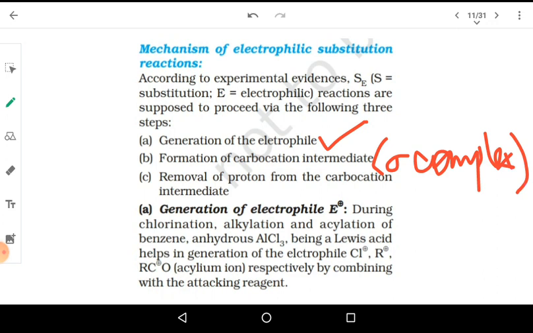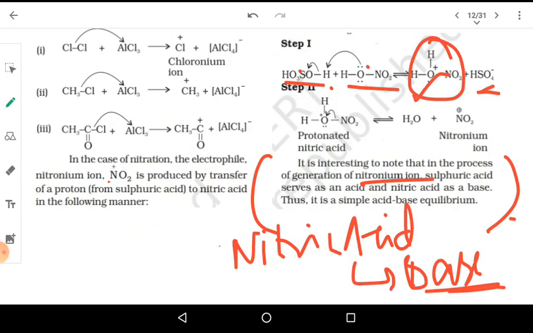And finally, this sigma complex is highly unstable, so it is non-aromatic as well. So if we have to make it stable, we have to convert it into an aromatic form. For that, we have to remove a proton. And finally, the other part will come and join, and it will become a stable molecule. That is the process. So let us take an example. During chlorination, alkylation, and acylation of benzene, anhydrous AlCl3, being a Lewis acid, helps in the generation of Cl plus, R plus, RCO plus, by combining with the attacking reagent. So we have chloronium ion, alkyl cation, and acylium ion, which are formed as the electrophile when reacting with the Lewis acid AlCl3. So this is the process in which we can get these electrophiles.